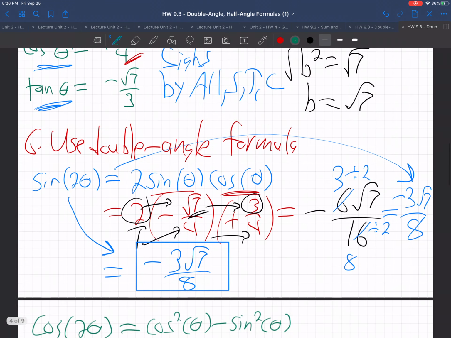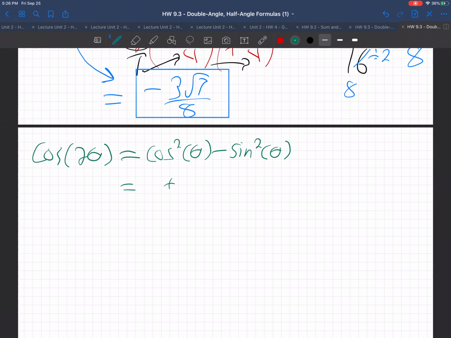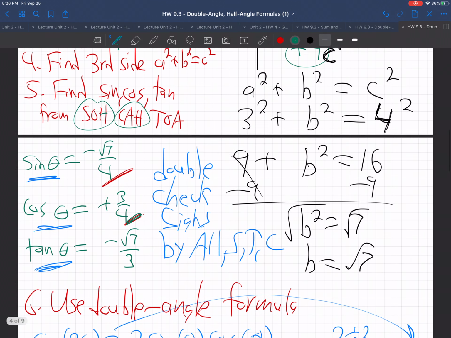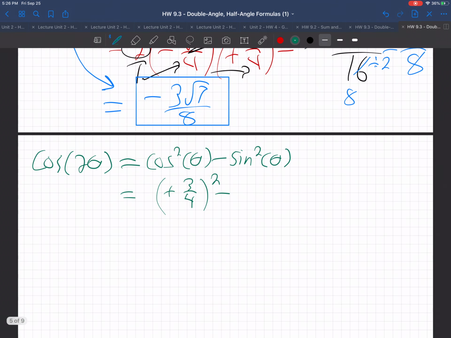So, here we go. And so what is cosine of the regular angle? Again, it's right here. Plus 3/4, so plus 3/4 squared. And then what's the sine squared of the regular angle? Sine of the regular angle is right there. Minus root 7 over 4, squared.